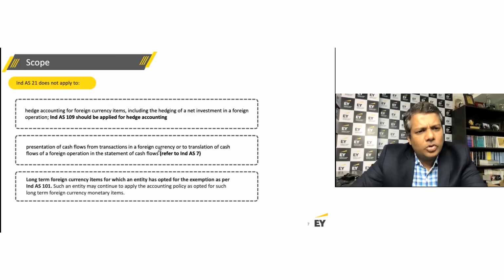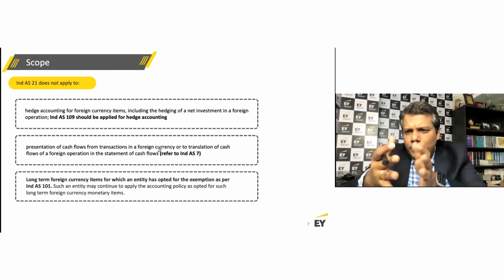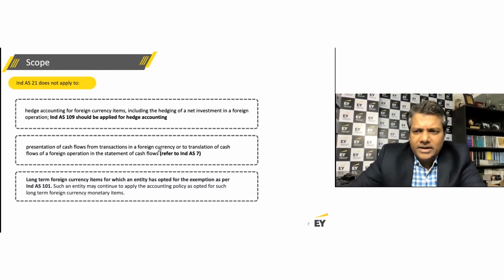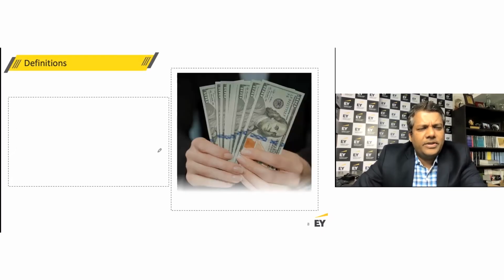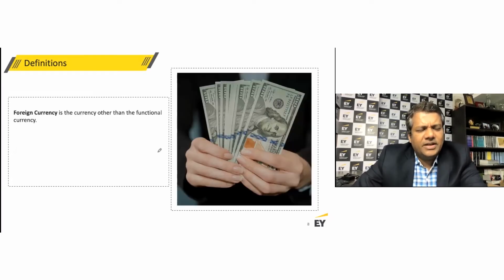And as you prepare a consolidated balance sheet or a profit and loss account, you also have to prepare cash flows. Now the cash flow translation guidance is given under Ind AS 7, and we will cover that as well. All right.